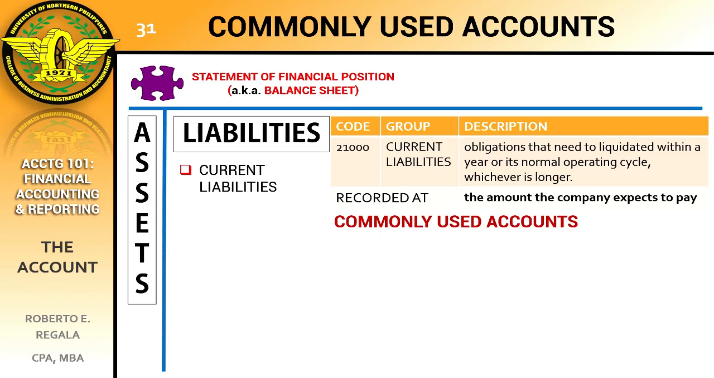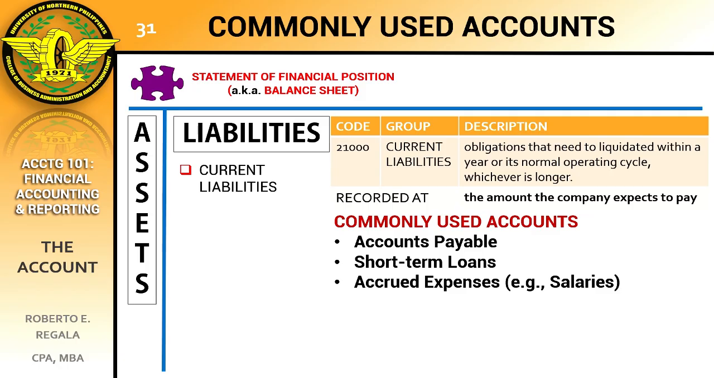Some common examples of current liabilities include accounts payable, which are money owed to suppliers, short-term loans, or debts due within a year, including a portion of long-term debt that is due within the next 12 months. Accrued expenses. These are costs that have been incurred but not yet paid.